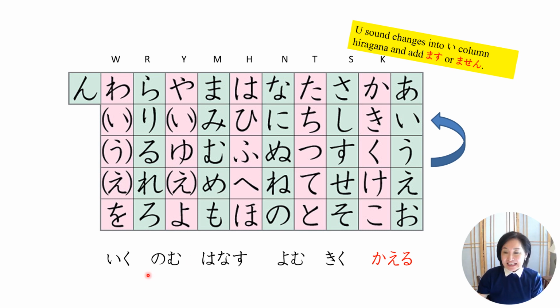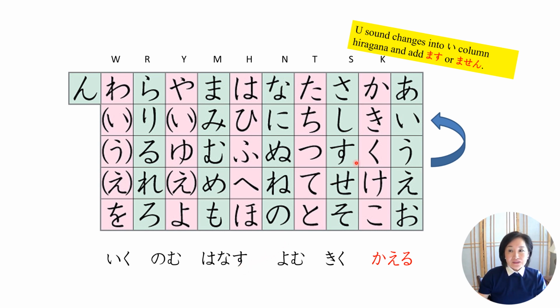Let's take a look at another U verb, which is to drink, 飲む. 飲む is right here. Mu is here, so let's make an affirmative polite form out of this. 飲みます and 飲みません would be the polite form. How about this verb? 話す means to speak. Can you figure this out? Please tell me what is the polite form affirmative for this verb.